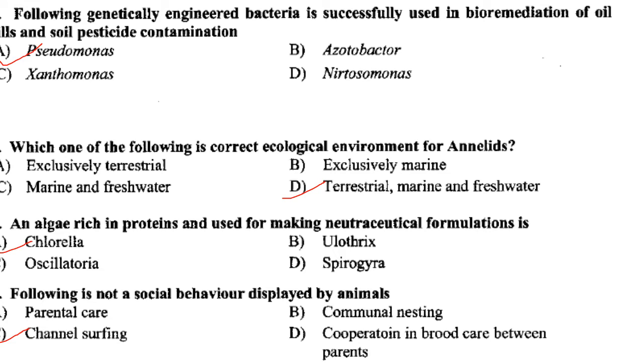Then which one of the following is correct ecological environment for annelids? For annelids it is terrestrial, marine and freshwater. In all these three environments annelids will be found. An algae rich in proteins and used for making nutraceutical formulation is... So out of this it is chlorella that is rich in proteins and is used for nutraceutical formulations.